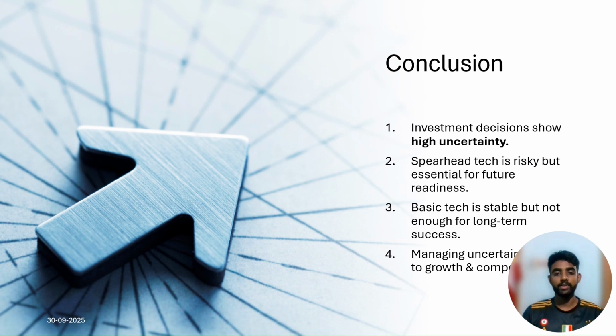So let's move to the next part, that is the conclusion. The first point is that investment decisions show high uncertainty, like investment in energy is really uncertain. Spearhead tech is risky but essential for future readiness. Basic tech is stable but not enough for long-term success. And the last point is managing uncertainty for growth and competitiveness. The main lesson that we should take from this paper is that managing uncertainty ensures growth and sustainability.